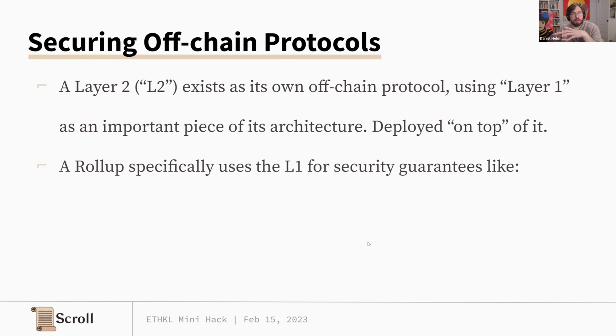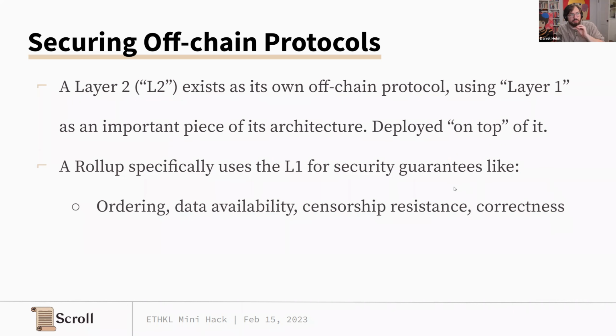When we talk about a rollup, we're specifically using our layer 1 to make certain types of security guarantees, right? So layer 2 generically could do whatever it wants, but a rollup is going to make security guarantees happen on that Ethereum work, right? The work that Ethereum is going to do is going to help our rollup do things like ordering. It's going to provide things like data availability. It's going to help with censorship resistance. It's going to help with correctness of the protocol. And so that's what is really exciting about rollups. And we're going to dive into this a little bit more as well.